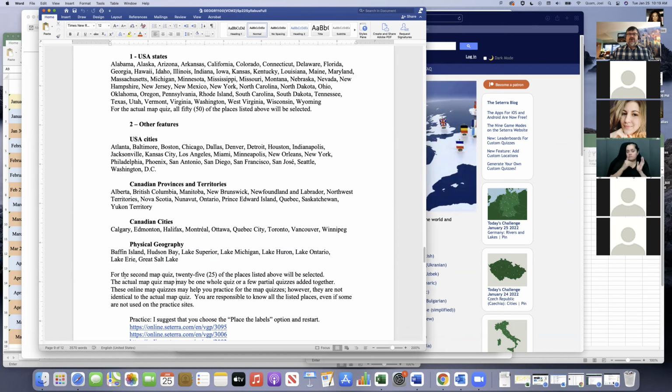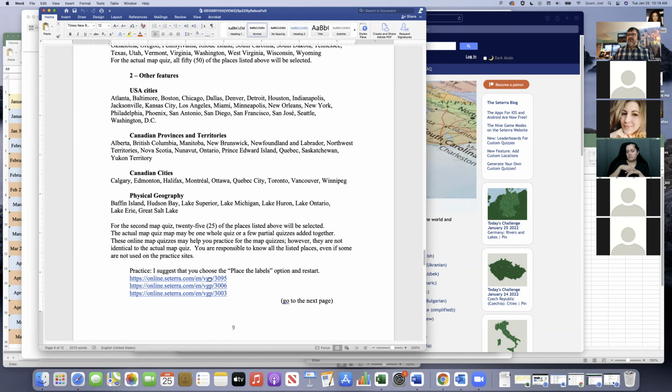And again, I offer some practice on existing map quizzes in the SETerra system. Now, I didn't create SETerra, so their existing map quizzes are not exactly the same as my customized map quiz. So it's not a perfect match. There might be something on a SETerra quiz that's not on my customized quiz. Okay, but those should help you if you use them for practice. And practice is really important in academic work.